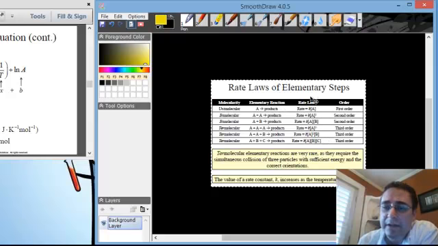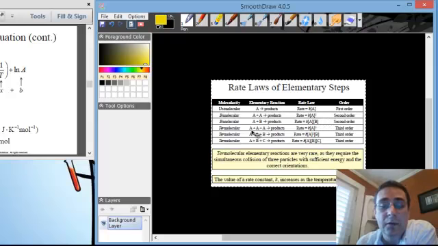Rate laws of elementary steps, right? So a unimolecular step is just one thing decomposing, and this is its rate law. It would be first order. Bimolecular, you can have two things colliding with each other that are the same, or you can have two different things colliding, right? Notice the difference in the rate law. Either way, it's second order overall, right? Because when you come up with the overall order, you add up the exponents. So both of these would be second order overall.